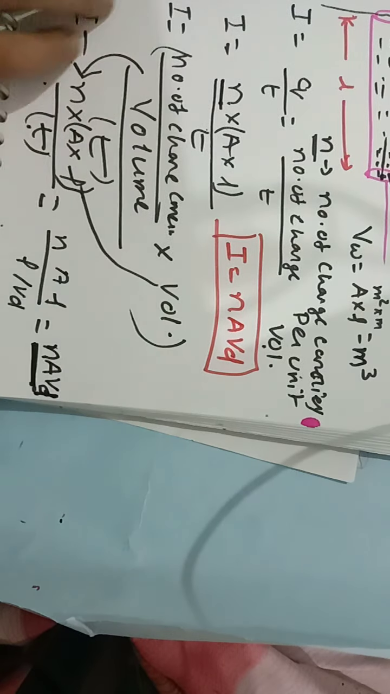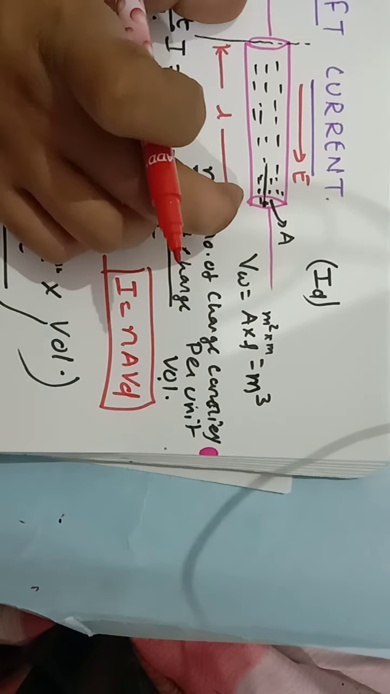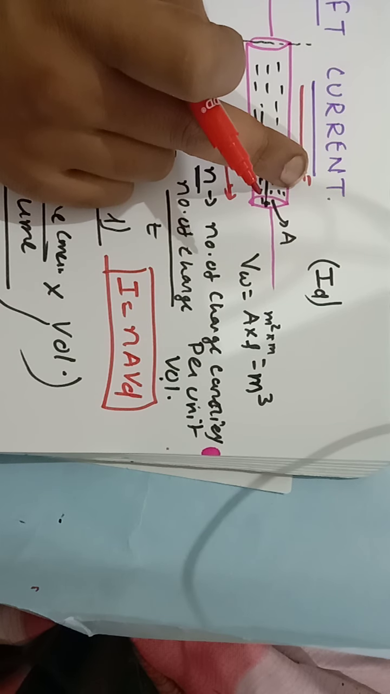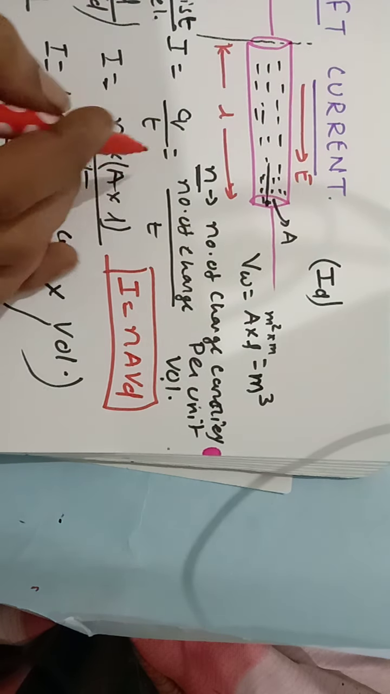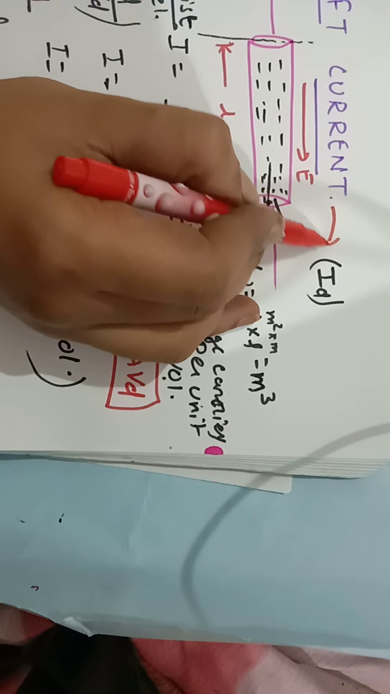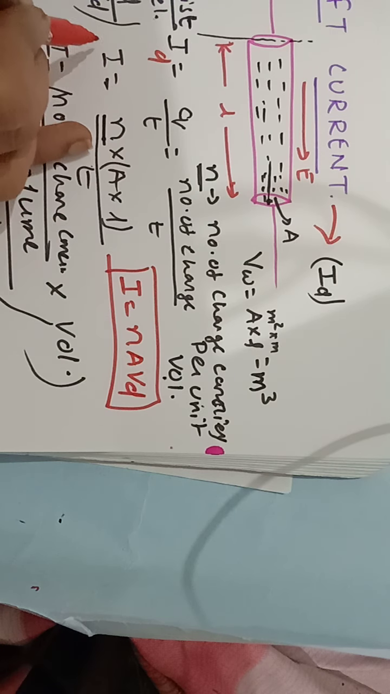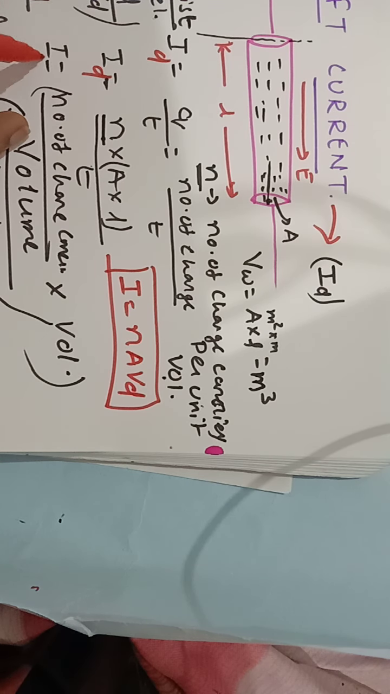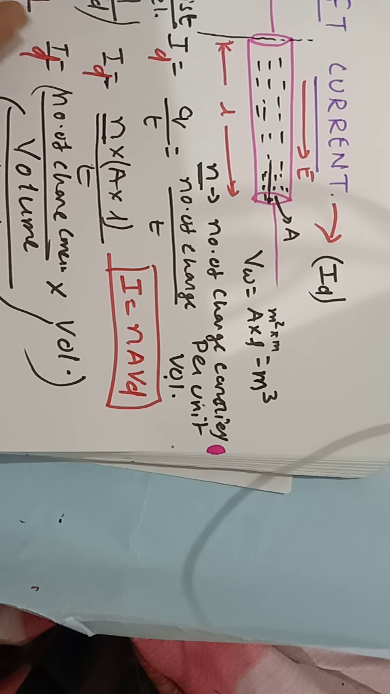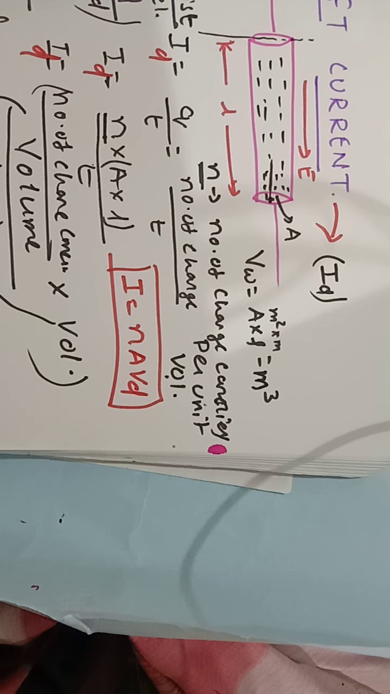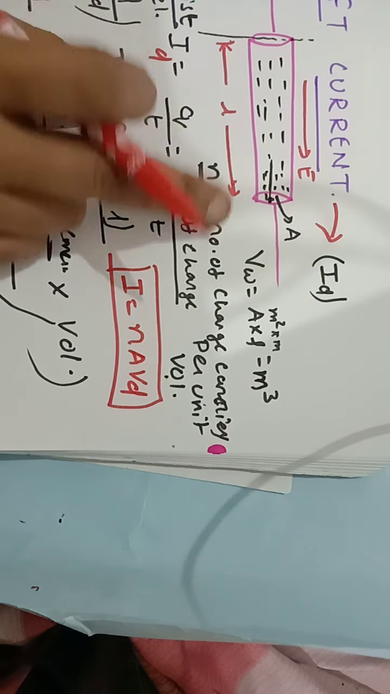It was simple. It was a wire of length L. We were applying an electric field E. The objective was to find Id, that is the drift current. I hope by my explanation you are understanding what we are calculating, right? So Id, what is Id?